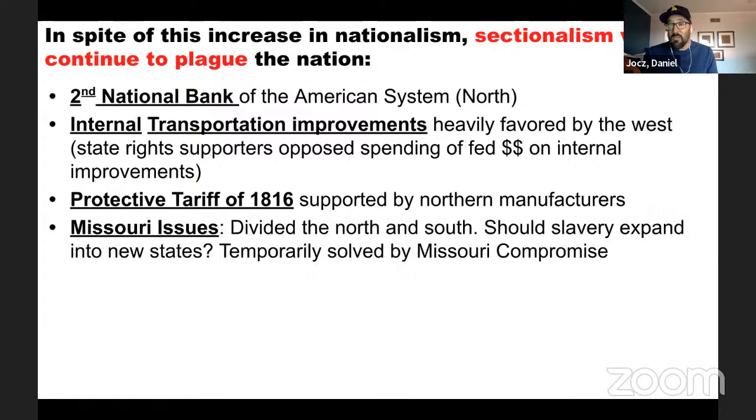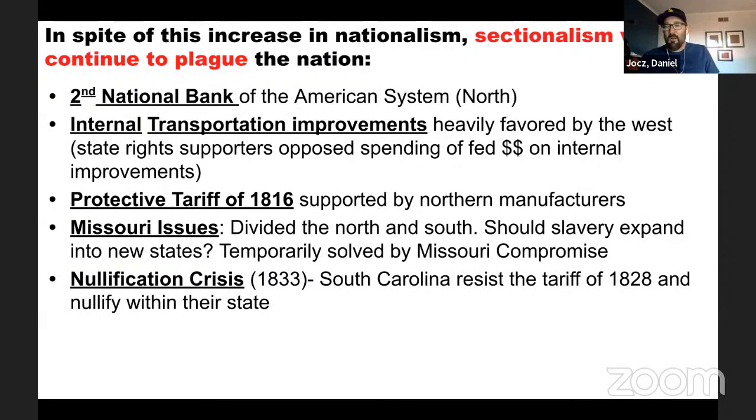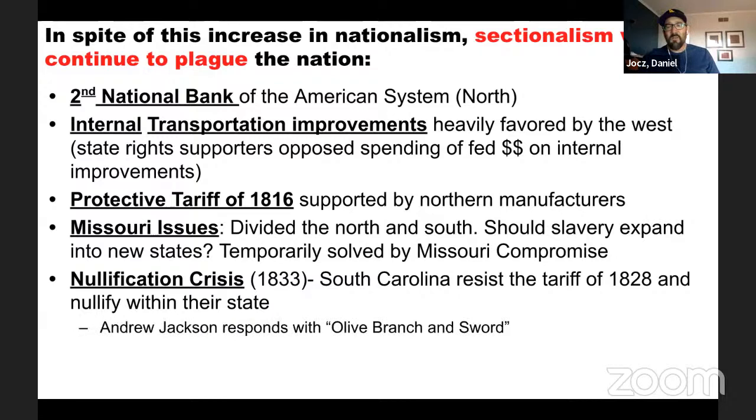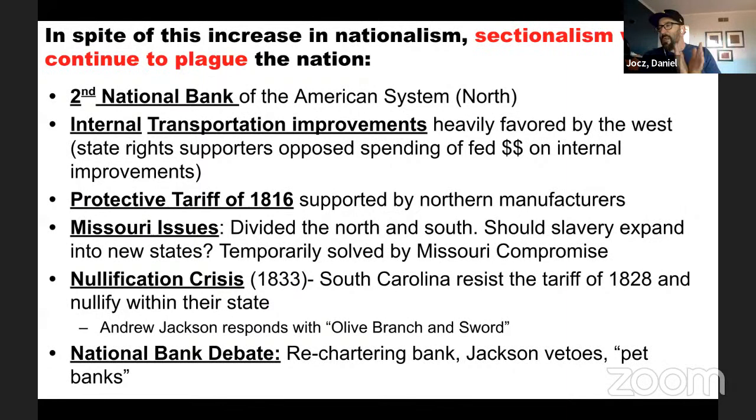The Missouri issue, that's a huge one. Make sure you know about the Missouri crisis and the Missouri Compromise, and then the nullification crisis, which was really about tariffs and the Tariff of 1828. That creates a showdown, threats of secession, and Andrew Jackson's involved in that. And then the big issue over the bank. So these are some of the sectional crises that we see happening during this time period as well.